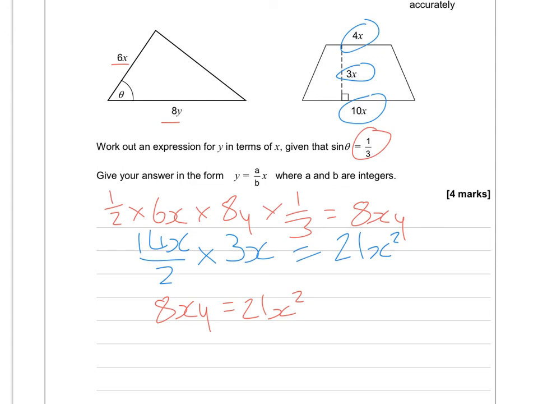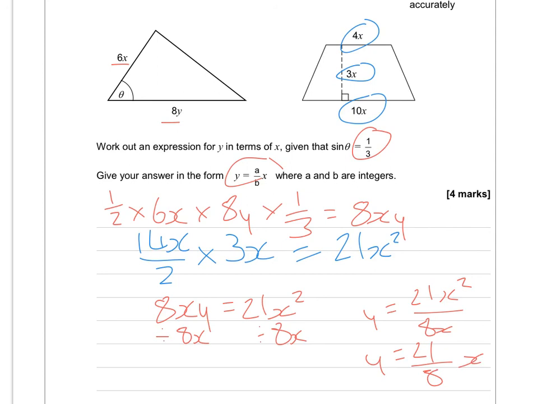And then it tells us to give our answer in the form y equals a over b x, where a and b are integers. So we just need to rearrange this. If we divide by 8x on both sides, we get y equals 21x squared over 8x, which can then be simplified to y equals 21 over 8x, and that's our answer.